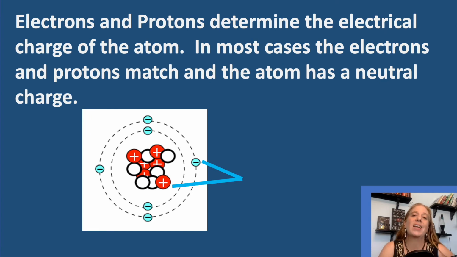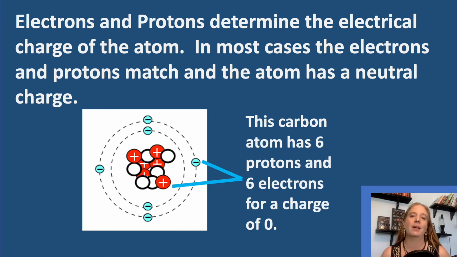Now, electrons are negative and protons are positive. So we use them to determine the electrical charge of an atom. And in most cases, electrons and protons will match, meaning that the atom will become neutral. So in this carbon atom, there are 6 positive protons and 6 negative electrons, which means they're going to combine for a charge of 0. So we would have positive 6 and a negative 6. And that's how we get the charge of 0.